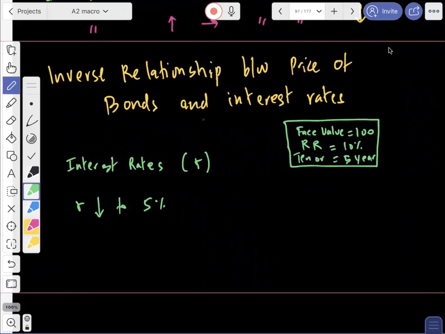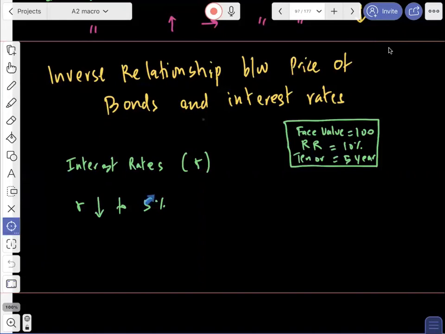So if you have a bond that is 10%, every year it is going to give you, on the $100 that you've given as a loan, $10 return. What if interest rate goes down to 5%?